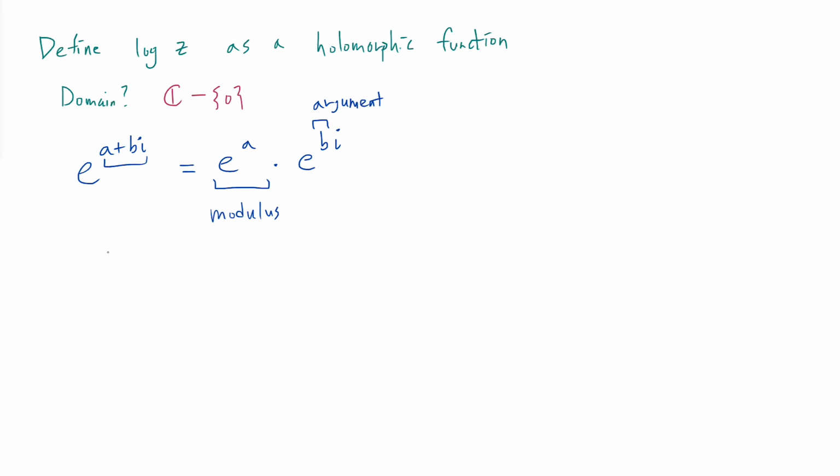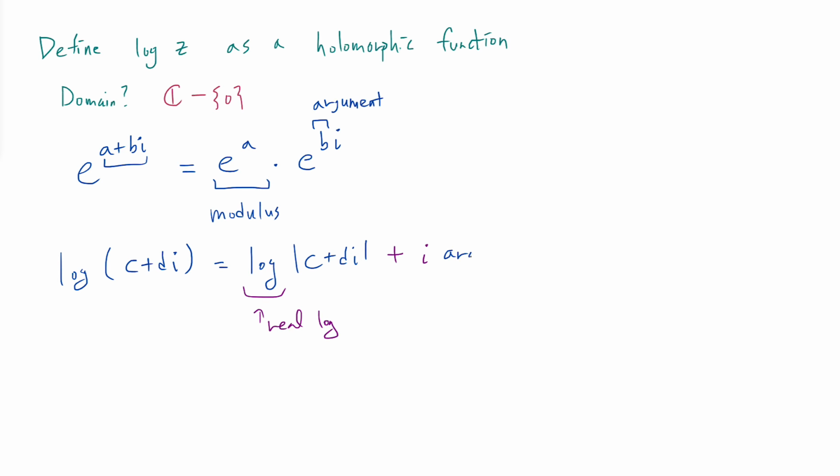So when I want to take, say, the logarithm of c plus di, so if I want to go backwards, then the real part that you're going to get out of it can be obtained by taking the usual natural log, so this is a real log, of the absolute value of c plus di. Again, this is just the real log, plus i times the argument, the angle of c plus di. This is exactly analogous to the statement above.